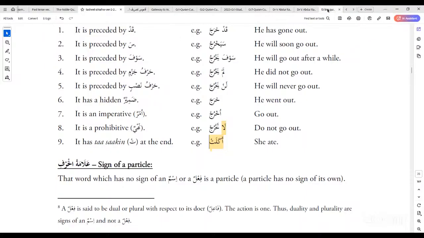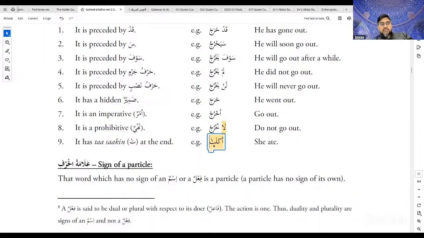Sheikh, can we also call this ta, ta maftuha? No, it's not ta maftuha. Maftuha means it has a fatha on it. This is ta with a sukun. It's called ta mabsuta.